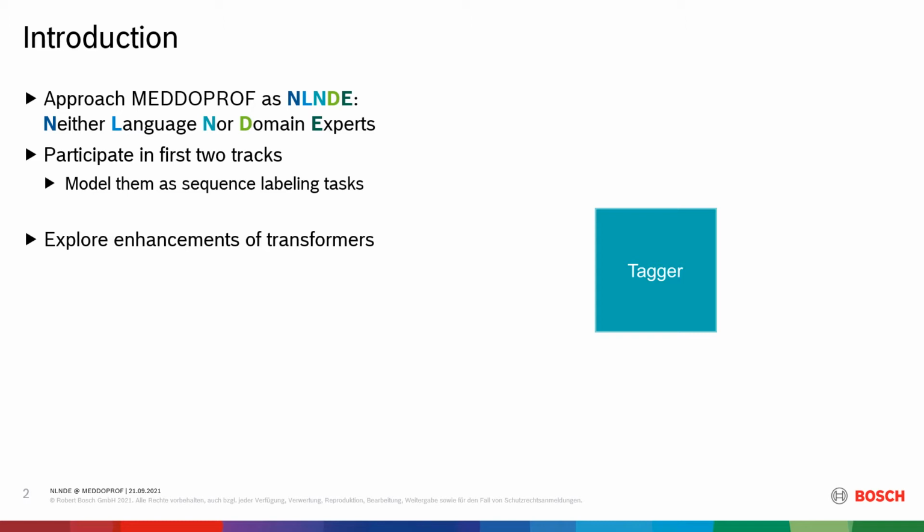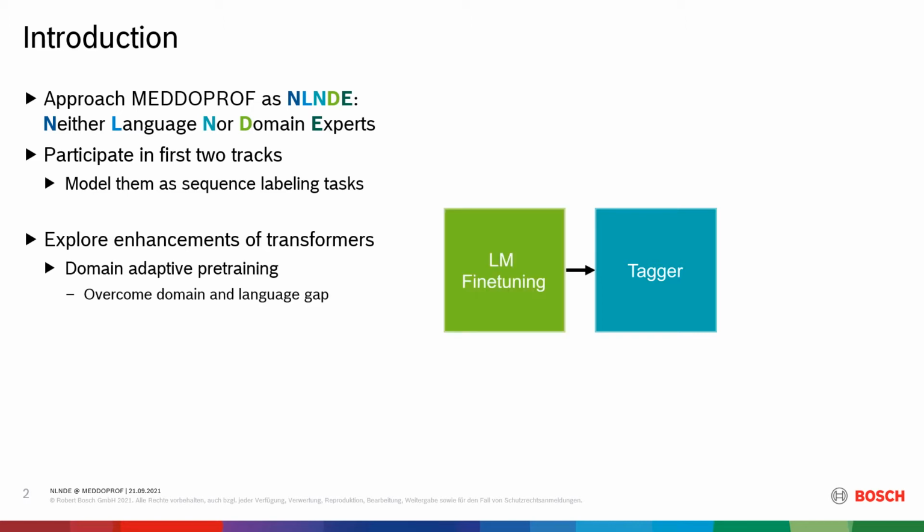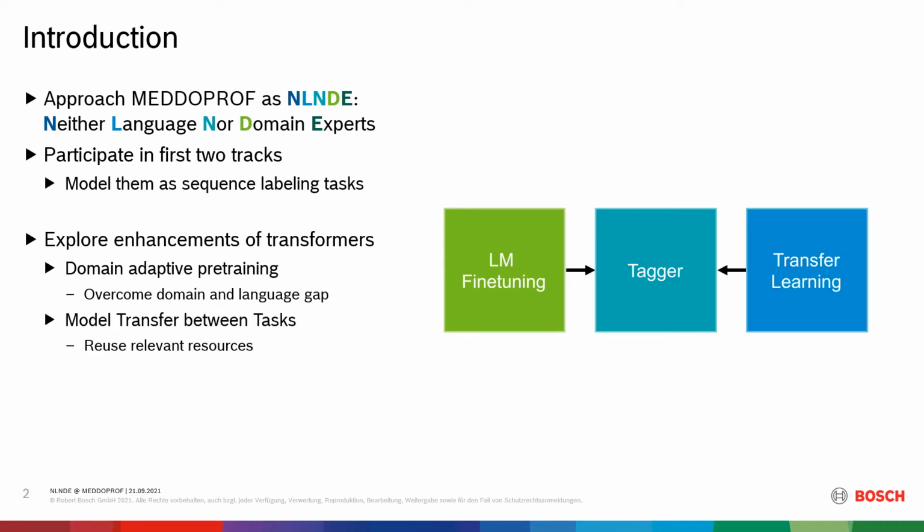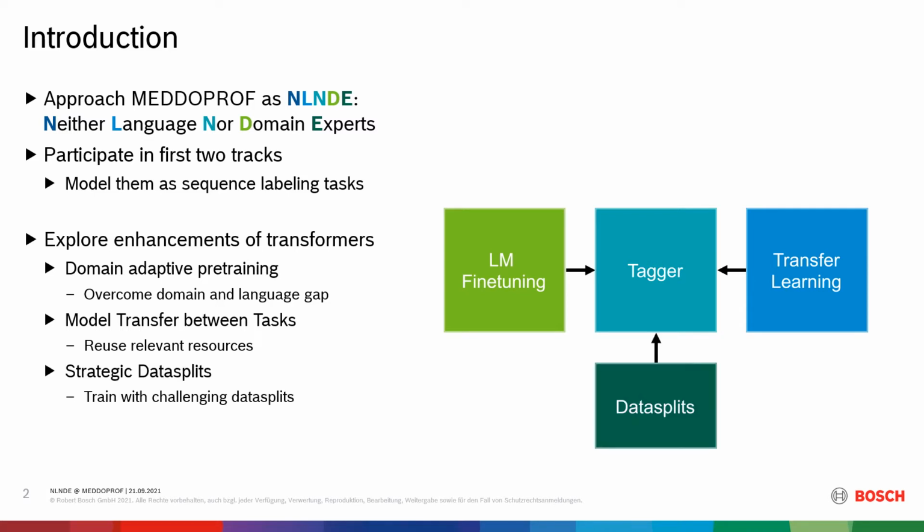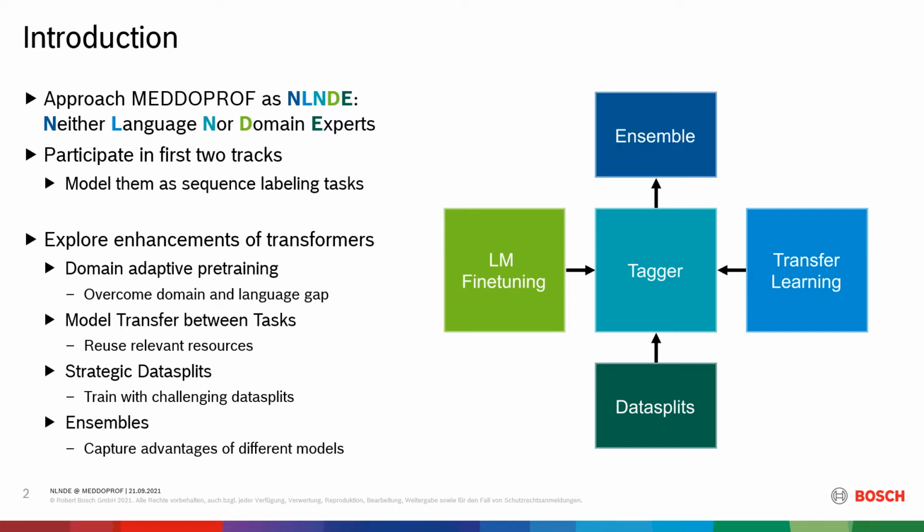Building up on this, we experiment with several upgrades to improve the model. This includes, first, the domain-adapted pre-training of the transformer model to steer it towards this special Spanish clinical domain. We experiment with model transfer between the two tasks because they are highly related. We also experiment with training using strategic data splits as an alternative to random splits. And finally, we also test ensembling of multiple models. All of these topics will be discussed in more detail in the following.